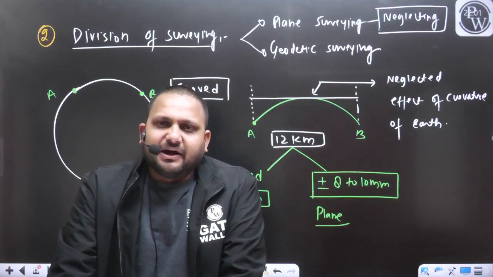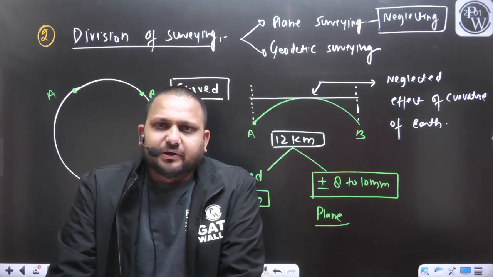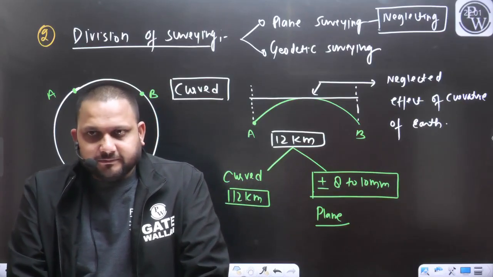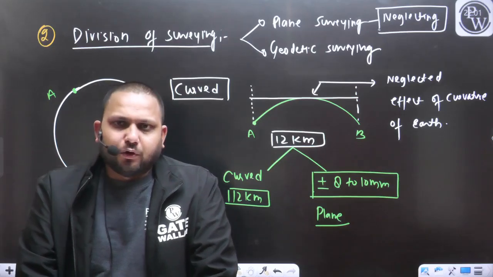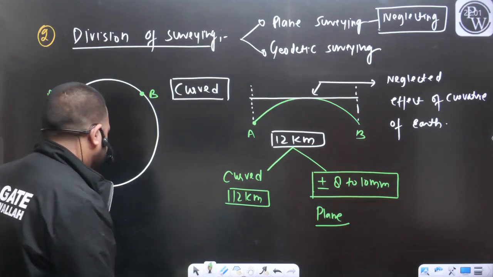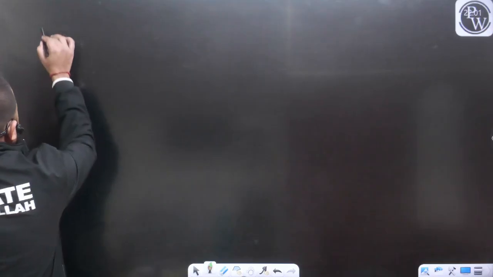So we can now divide our entire surveying into two types. One is plane surveying, and the other is geodetic surveying. Now let's have some more discussion about plane surveying and geodetic surveying.